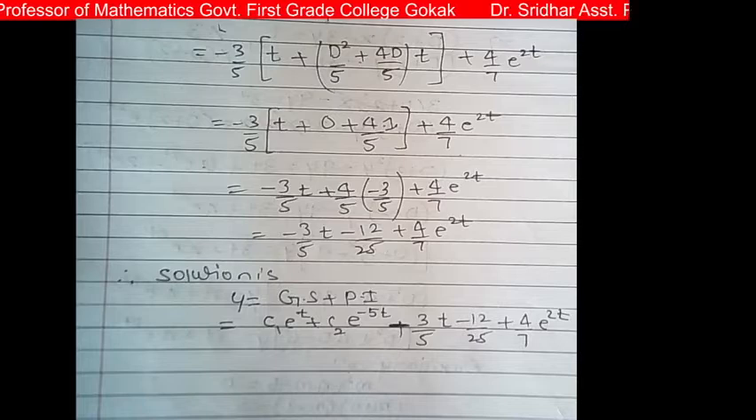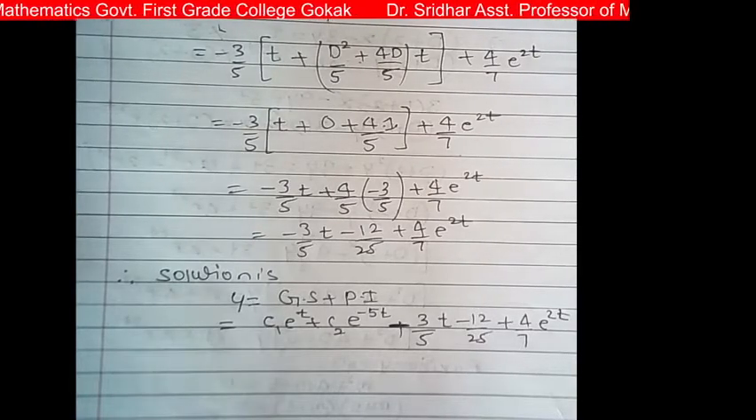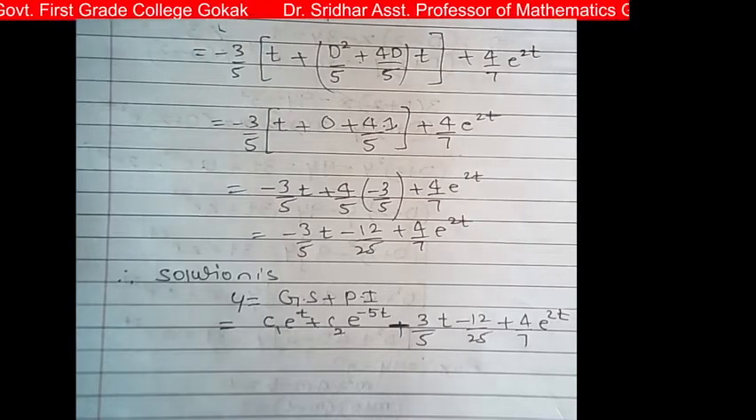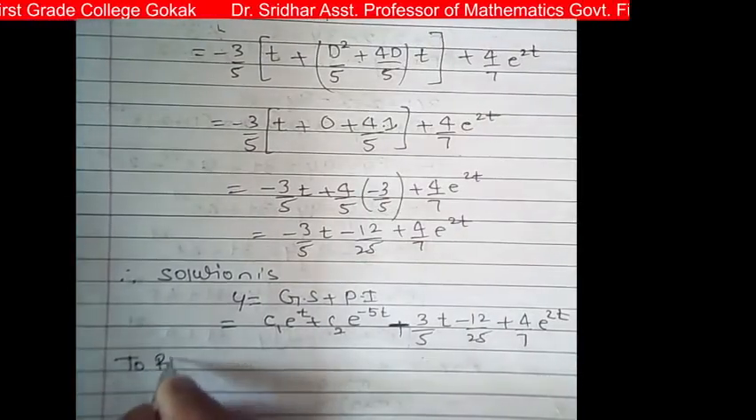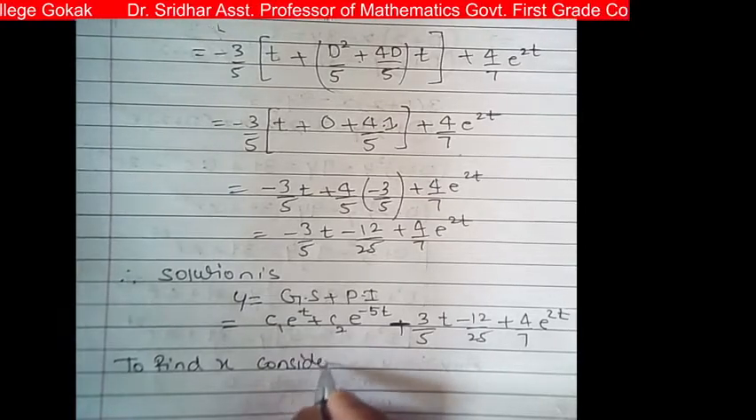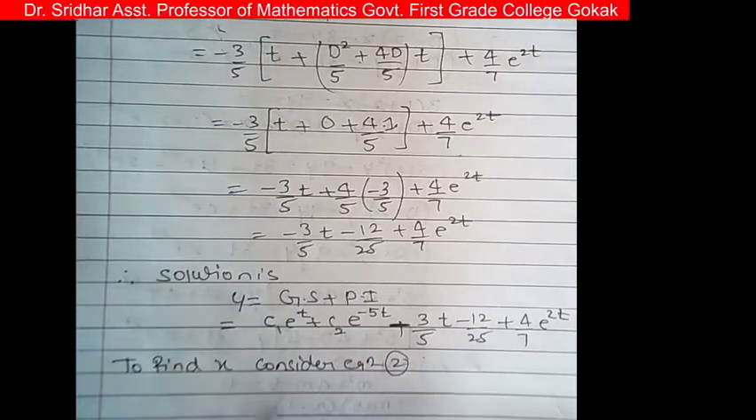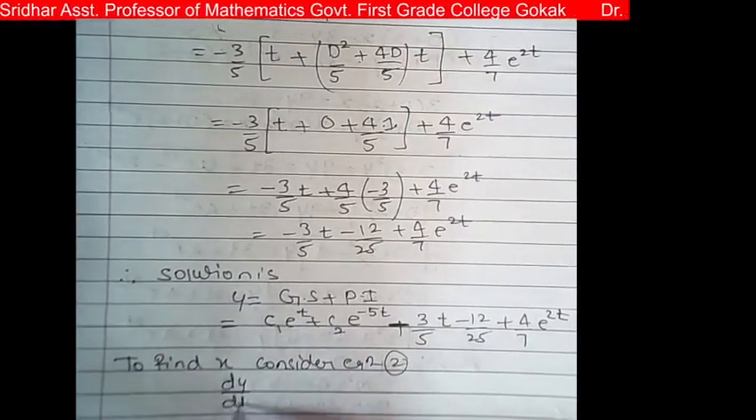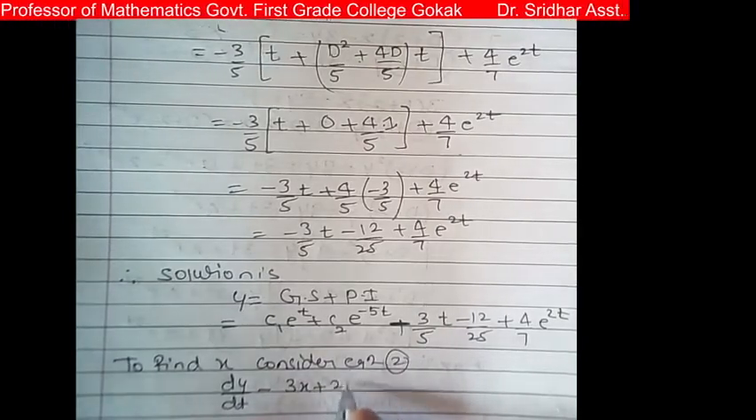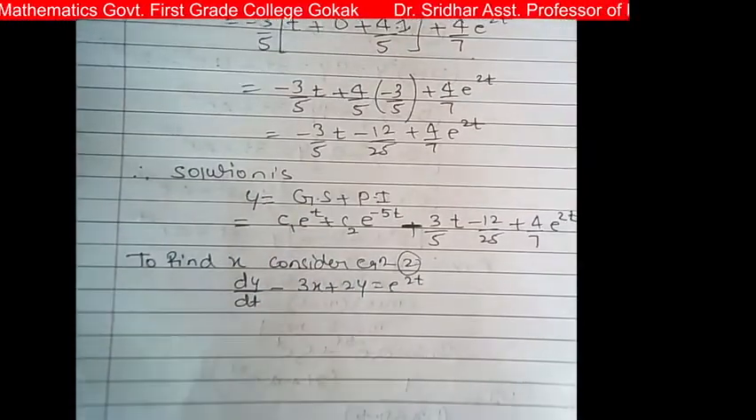So next we have to find x also. For that we consider equation 2. So to find x, consider equation 2. What is equation 2? It is dy by dt minus 3x plus 2y equal to e raised to 2t. So this is equation 2.